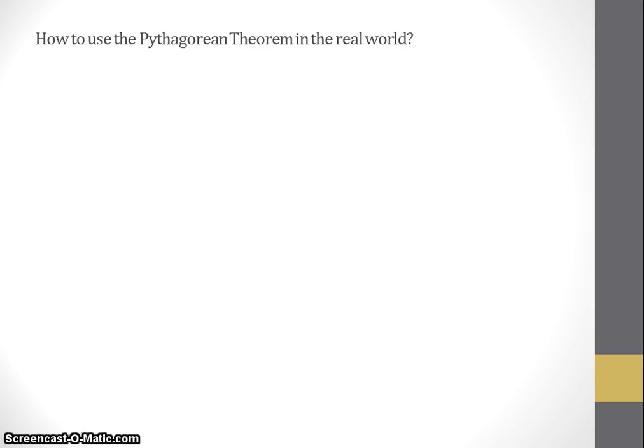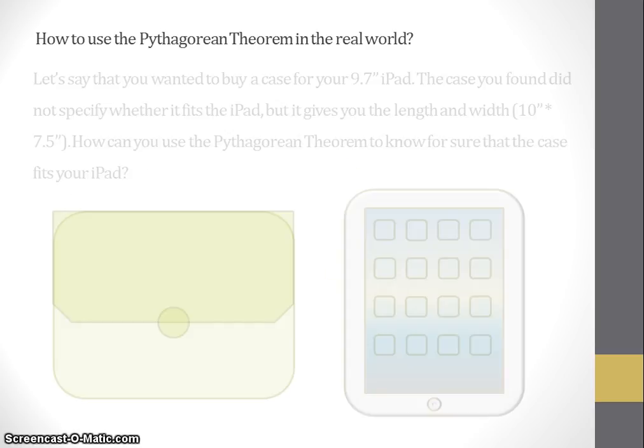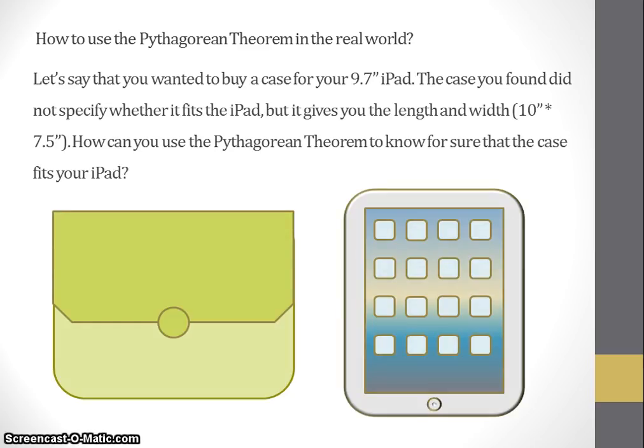How to use the Pythagorean theorem in the real world? Let's say that you wanted to buy a case for your 9.7 iPad. The case you found did not specify whether it fits the iPad, but it gives you the length and width, 10 by 7.5. How can you use the Pythagorean theorem to know for sure that the case fits your iPad?